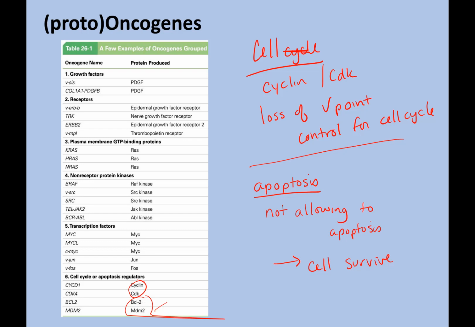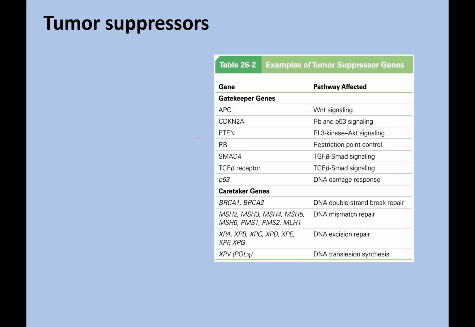Mutations in these types of proteins are not going to work, and apoptosis is not going to happen. The cell is going to survive. Let's just leave it at that.